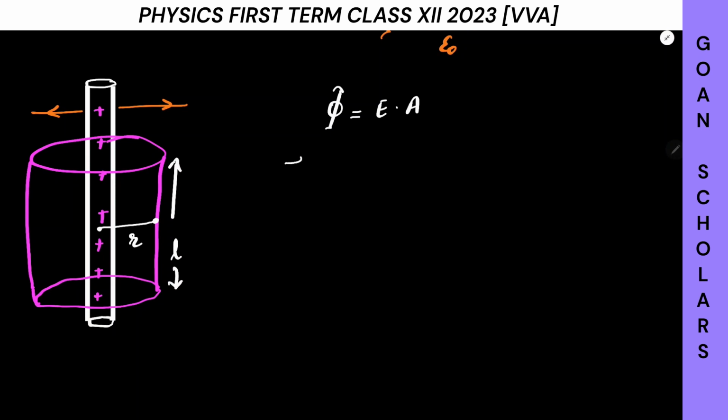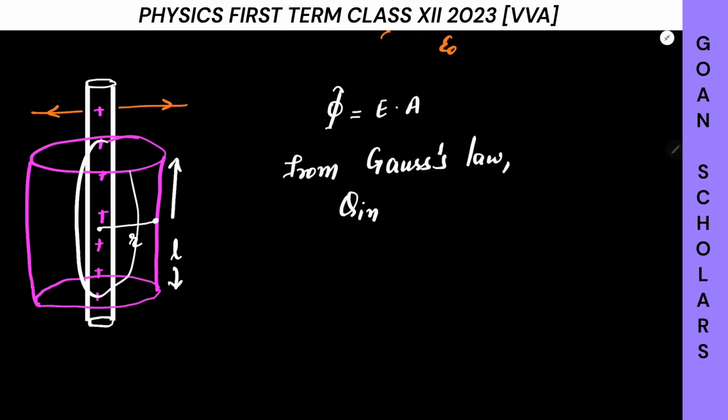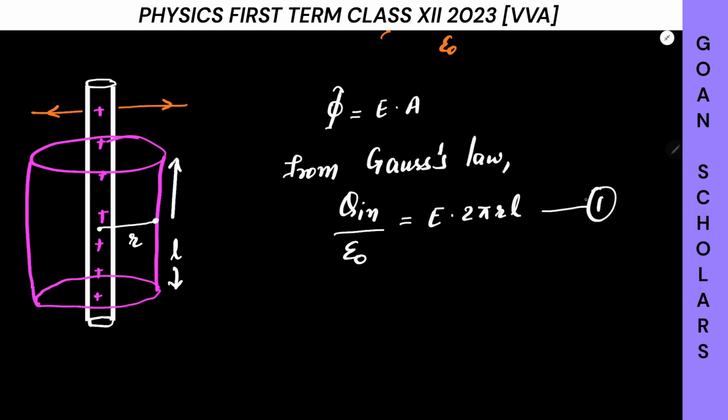The curved surface area of the cylinder. Okay. And from Gauss's law, we know flux phi is nothing but the total charge Q in, meaning the charge enclosed in this whole region, upon epsilon naught. That is equal to electric field, which we are looking for, into area. Which area? Curved surface area, 2 pi r into L, the length of the cylinder. This is our equation 1.